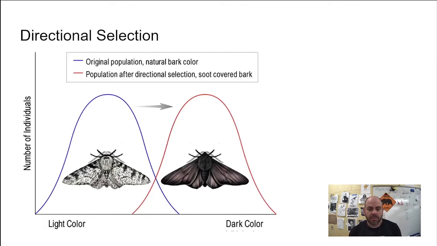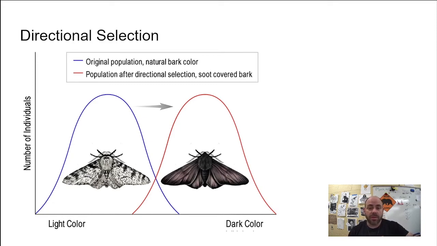What's next? Directional selection. This was the long neck giraffe thing I was talking about. This is where one extreme is selected for and the other is against. In this case, we have color. Light color being on one extreme, dark color being on the other. For some reason, dark-colored moths were selected for. In this case, soot covered the bark of trees that were previously white. This actually happened in real life in England.